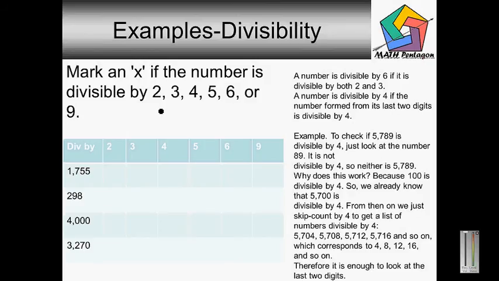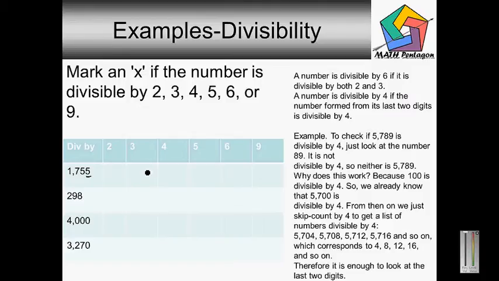Okay, we want to mark an x if the number is divisible by 2, 3, 4, 5, 6, or 9. So we have 1755. Is 1755 divisible by 2? Well, the divisible rule for 2 is if it ends in 0, 2, 4, 6, or 8. Do I see a 2, 4, 6, 8, or a 0? No. So we don't put x here.